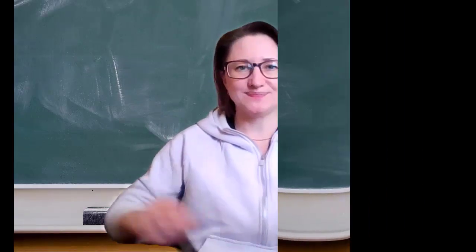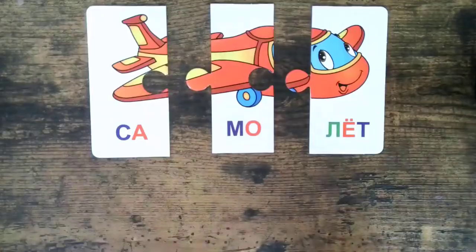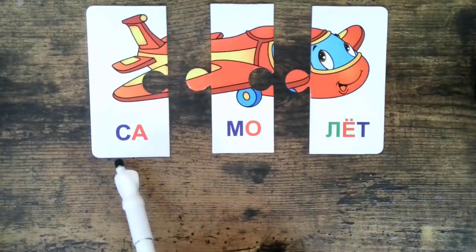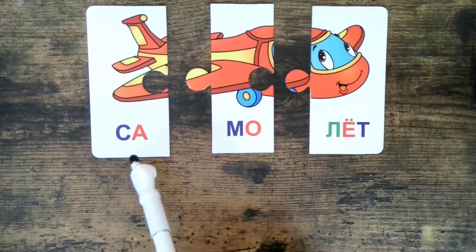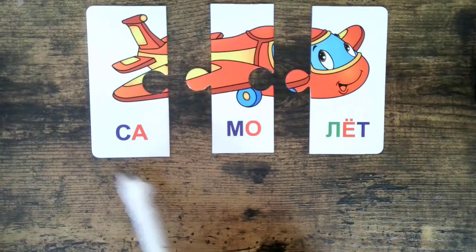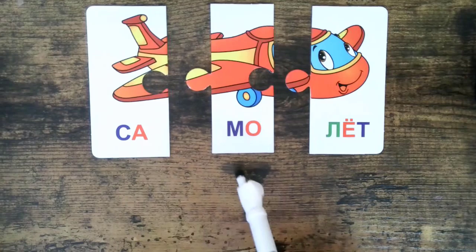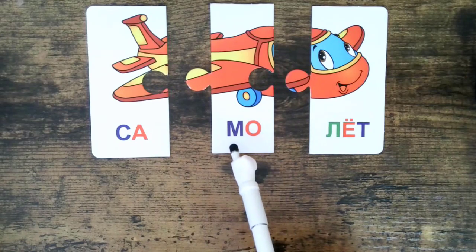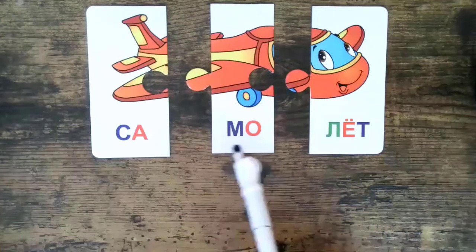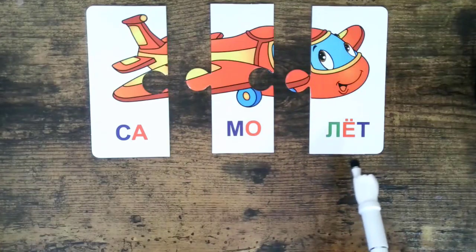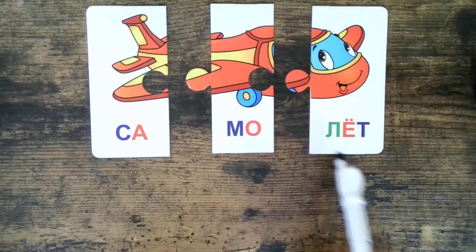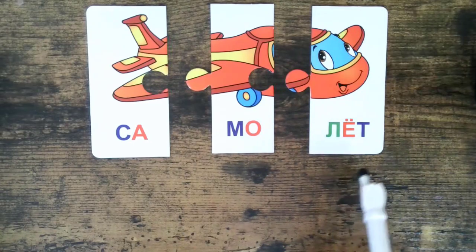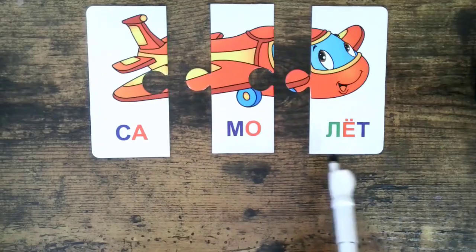Okay, let's start. Here is our first word, and it has 3 syllables. The first syllable has sounds s and a. Together we read it as sa. The second syllable has sounds m and o. Together we read them as mo. The last syllable has sounds l, yo, t. Together we read this as лёд.